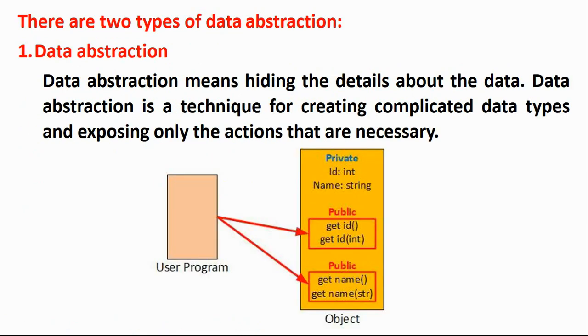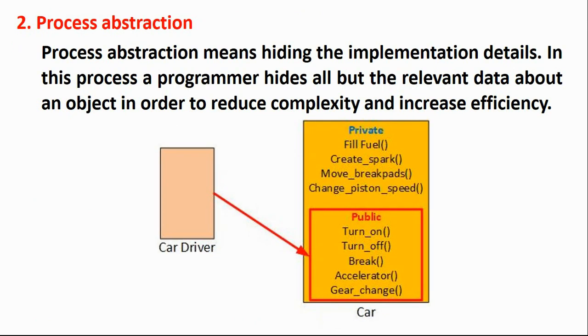There are two types of abstraction. 1. Data abstraction. Data abstraction means hiding the details about the data. It is a technique for creating complicated data types and exposing only the actions that are necessary. 2. Process abstraction. Process abstraction means hiding the implementation details. In this process, a programmer hides all but the relevant data about an object in order to reduce complexity and increase efficiency.